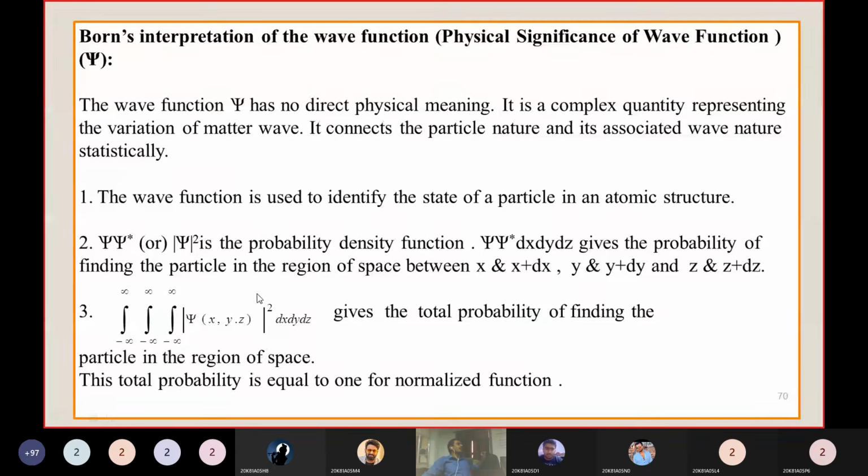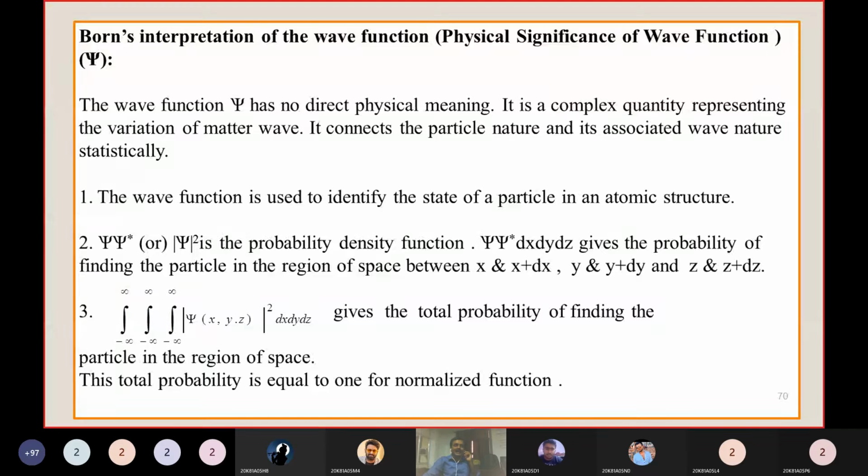So what is the total probability? It is 1. That means if the particle exists, we can find the particle anywhere. So if you take the total probability, we can find the particle anywhere. That's why the total probability we can take as 1.